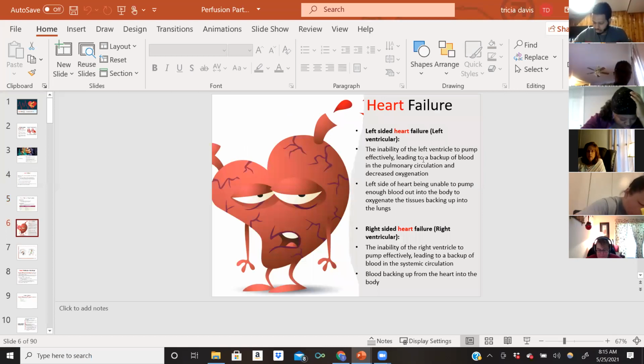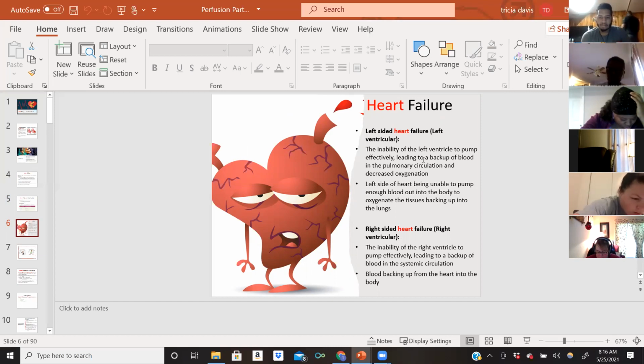So we can have left-sided heart failure and right-sided heart failure. You guys need to know the difference between left-sided and right-sided. You need to know what is causing each side to fail, where the problem is, and you need to know the signs and symptoms as we're talking about this. You're going to see this on your exam.